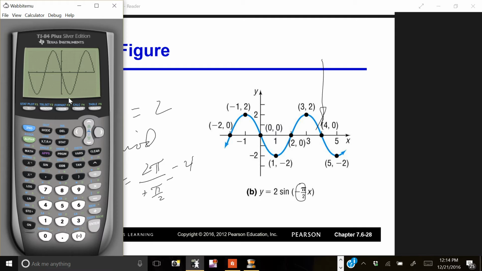Notice that it's a sinusoidal wave, but it goes minus sine. That's because of the sine of minus pi over 2. So it starts out at 0 and goes negative first, then comes positive, and then repeats.